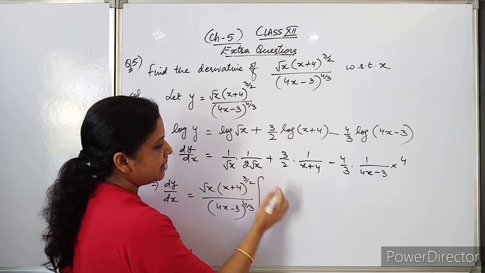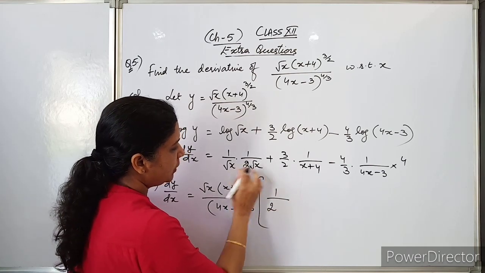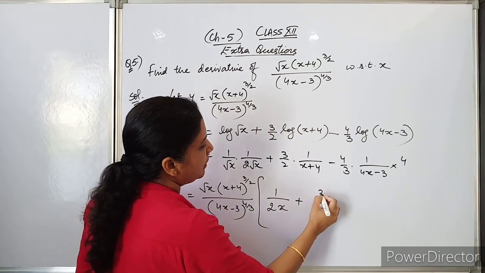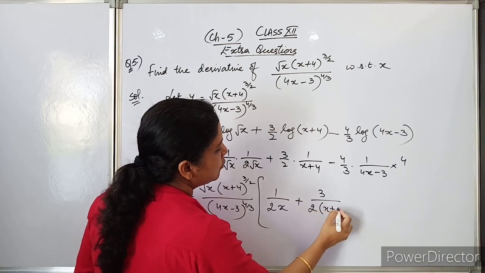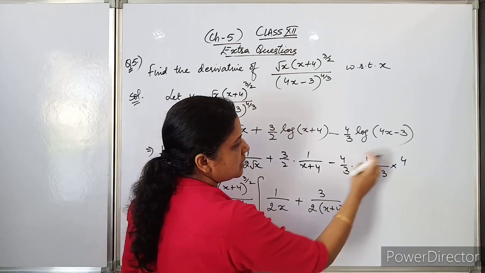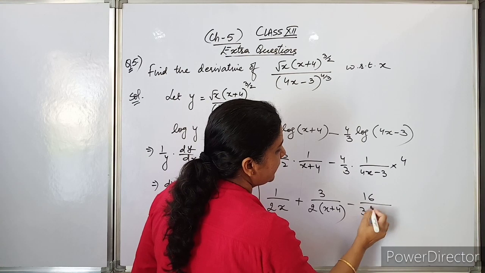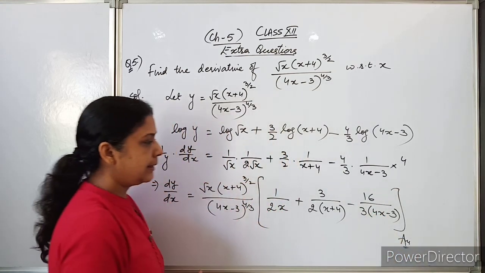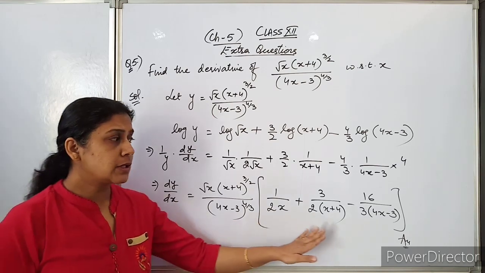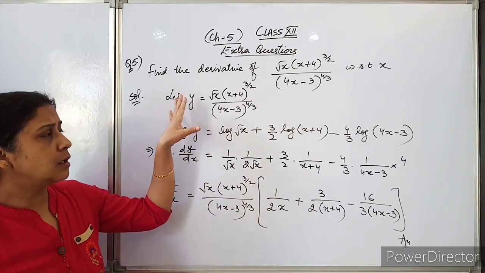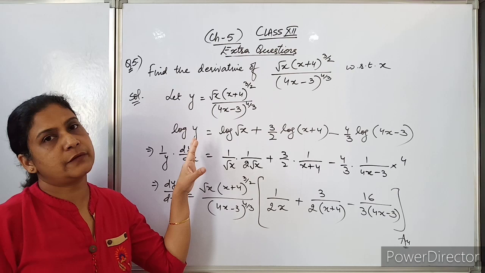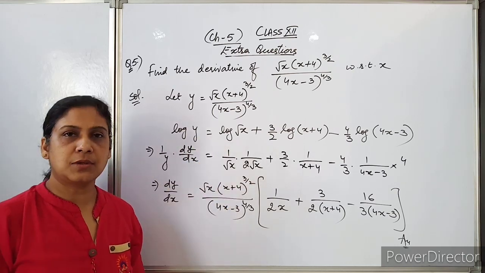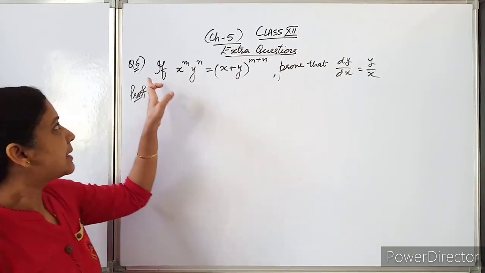Now let's simplify this. 1 by 2 root x into root x is x, plus 3 by 2 into (x plus 4), minus 4 fours are 16 by 3 times (4x minus 3). So this is the derivative. You can see derivative is a big expression, but we have really eased out our process of differentiation by taking log on both sides. Let's take up another question.